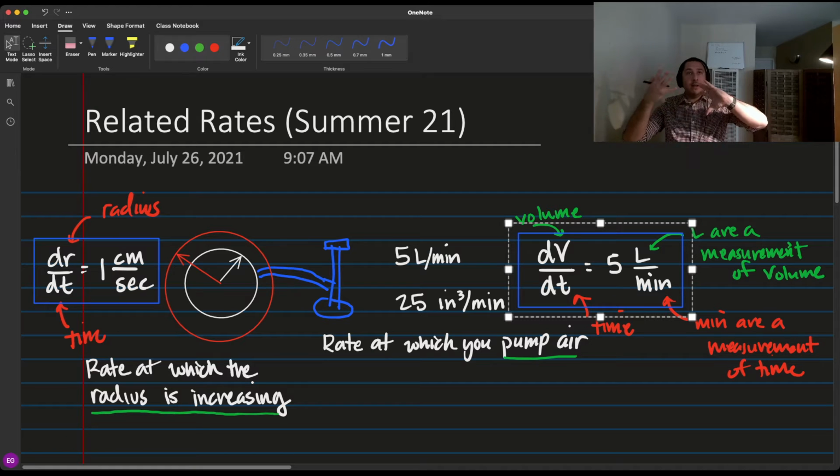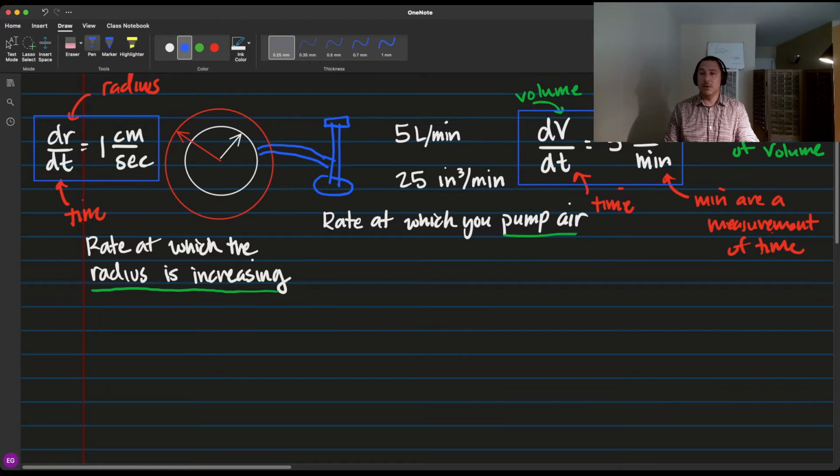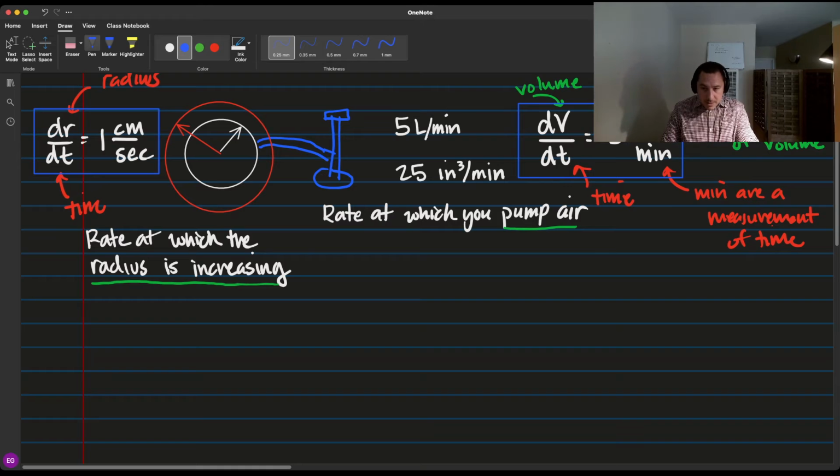But hopefully you see what I'm talking about here: that you have one change and that's affecting some other change, and we want to know the connection between the two of them. Okay, so let's do a quick example here, and I'll show you what's going on. You need to relate volume and the radius. We have dV/dt and dr/dt, which means we need an equation which relates the radius and the volume.